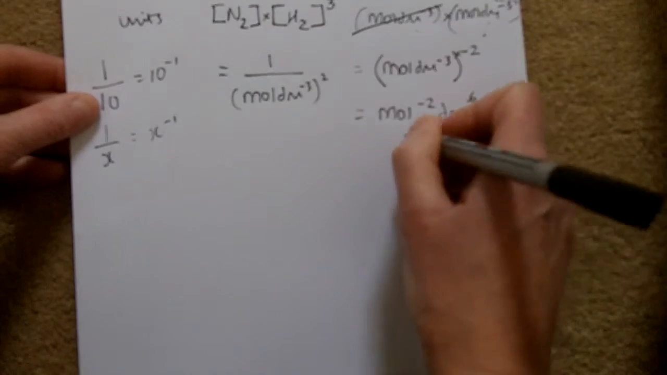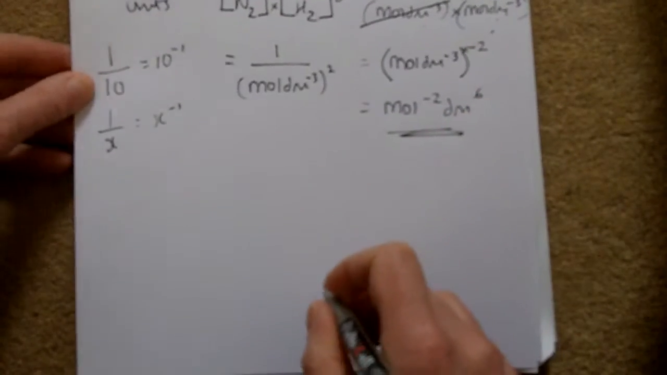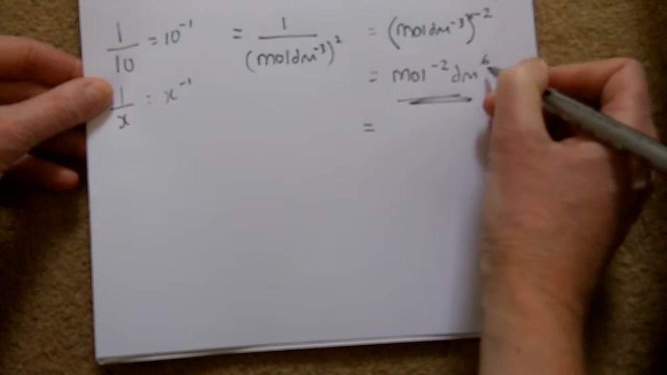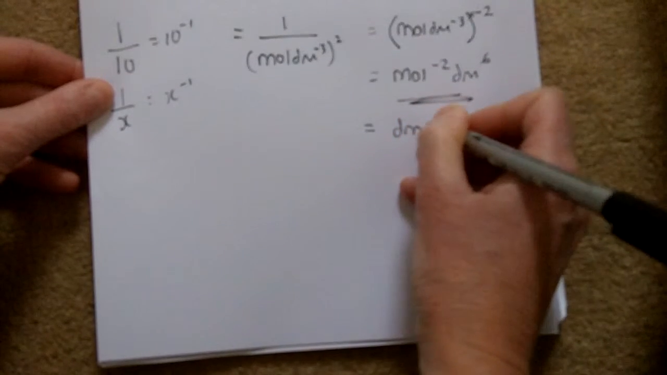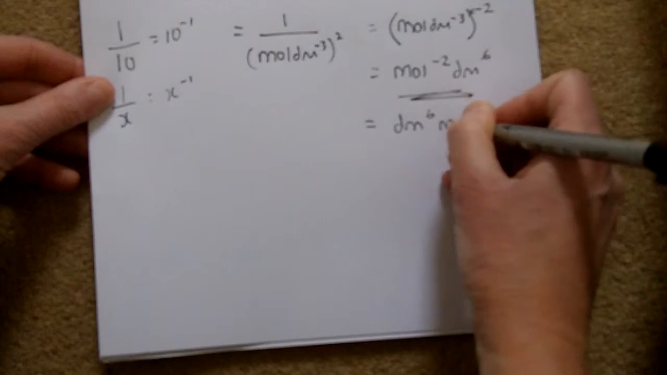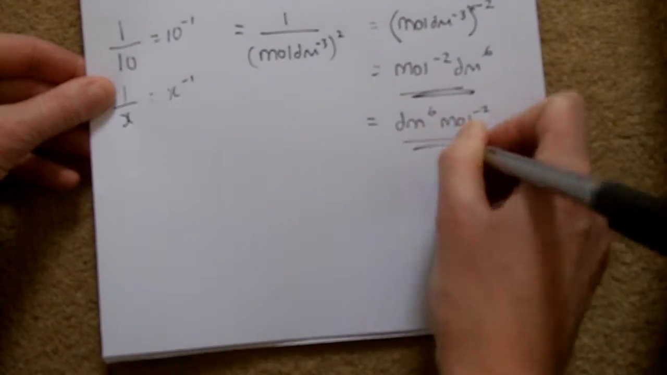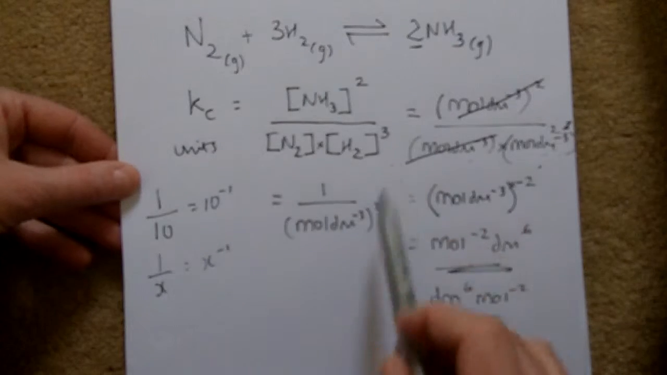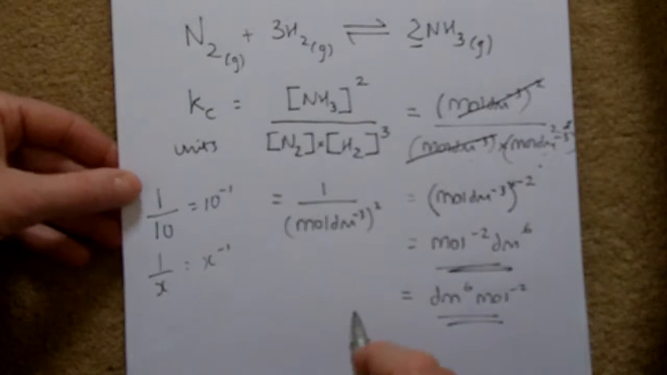Now you can leave the units like that, but it is standard practice to put the positive indices first. So the units should be written dm6 mole -2. Right, and like I said, you have to work out the units for Kc every time you do this calculation.